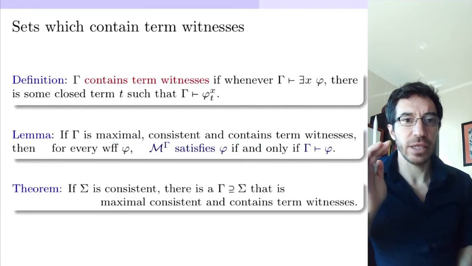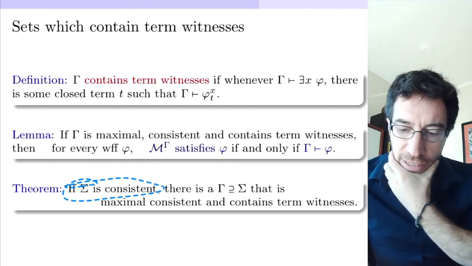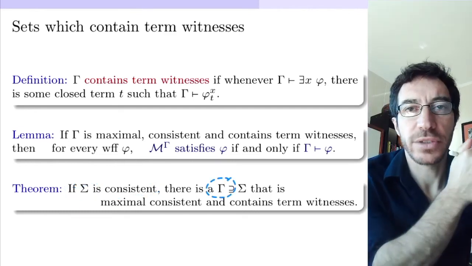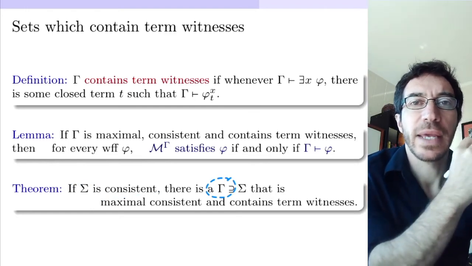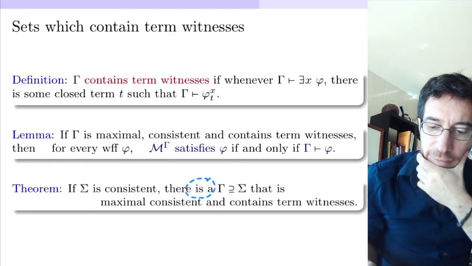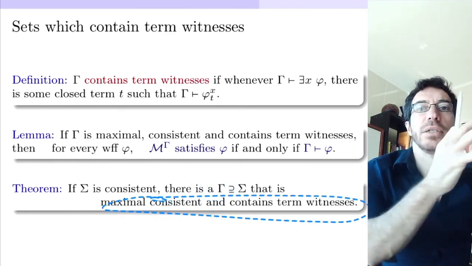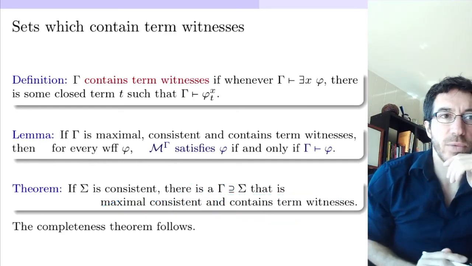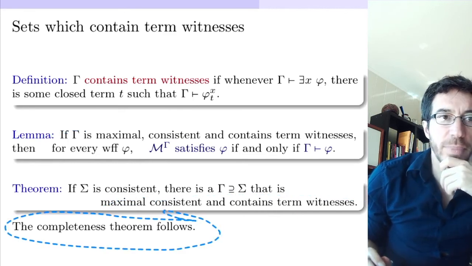So the next step is to show that if you have sigma that is consistent, then there exists an extension of it. An extension in the sense that you add more formulas, sentences to it. And actually we're going to increase the vocabulary too. So it's a bigger vocabulary and a bigger set of sentences where gamma is maximal consistent and containing witnesses. Then this, together with the lemma, completes the proof of completeness.